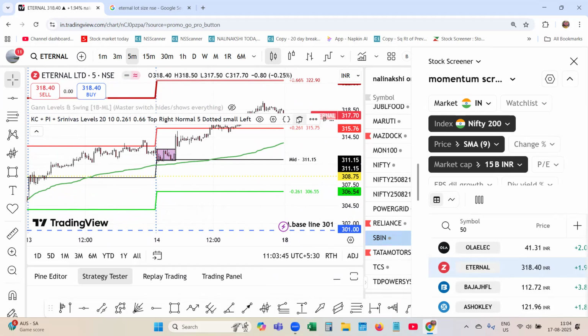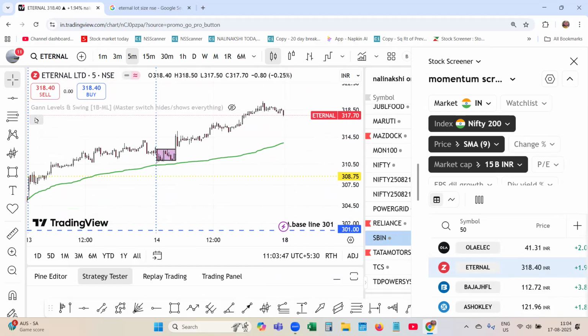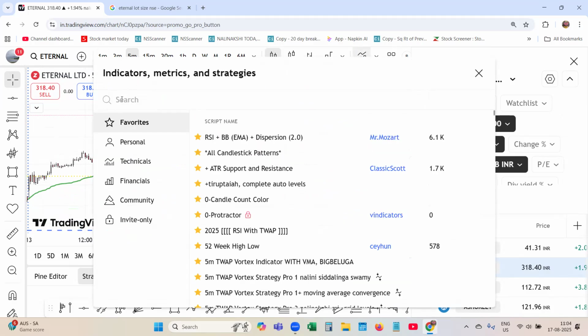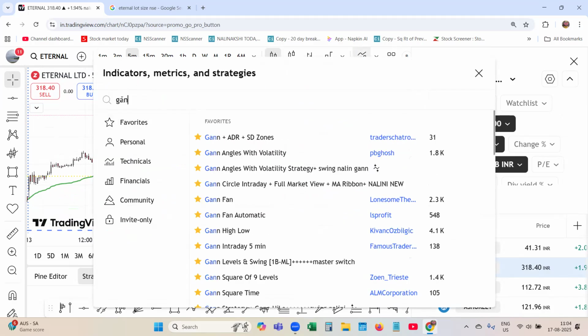Alternatively, you can use one indicator available in TradingView, that is Gann. I think this one, Gann angles with volatility.